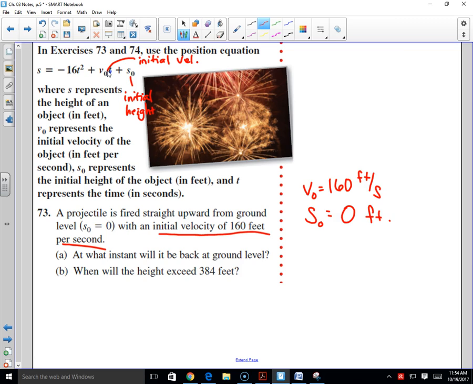Letter A says, at what instant will it be back at ground level? Well, hold on. We need an equation, don't we? So how can we plug this into our original equation given to us for position? What's S equal to? And then plug in. Oh, plus 0. Doesn't matter, right? What are the variables representing in this function? We have the independent t and the dependent s. What is t? Time. Good. Gave it to us in the original, time in seconds. What's s?